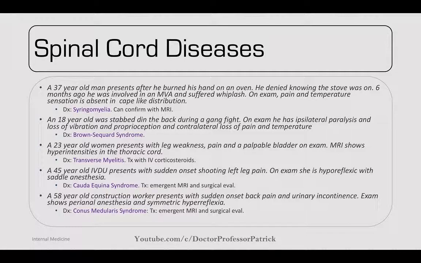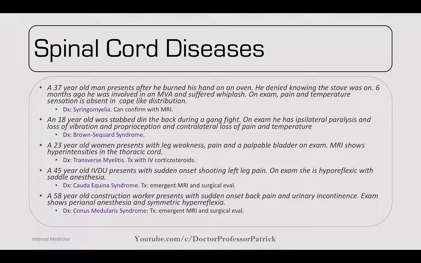Next is a 45-year-old IV drug user who presents with sudden onset shooting left leg pain. On exam, she is hyporeflexic with saddle anesthesia. So this can be cauda equina syndrome, and emergently you need an MRI and a surgical evaluation.